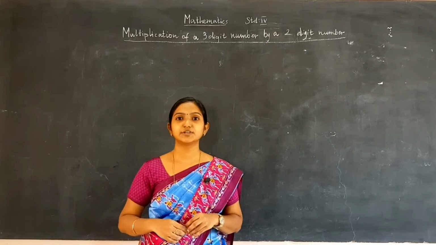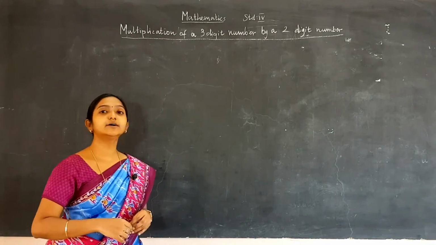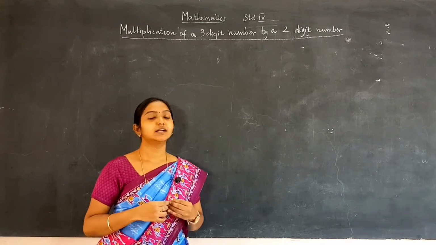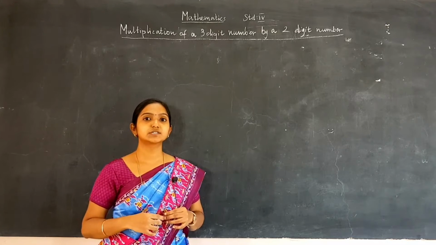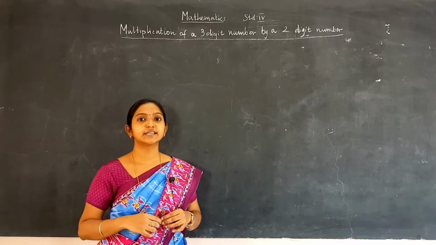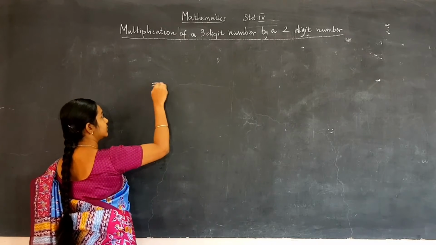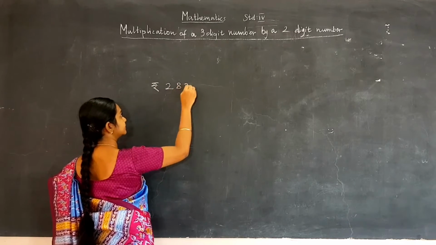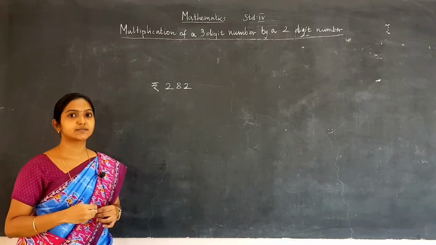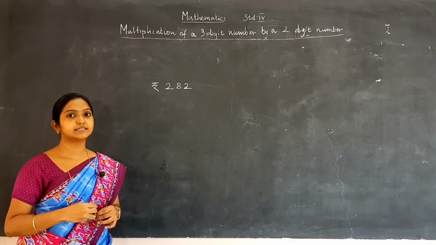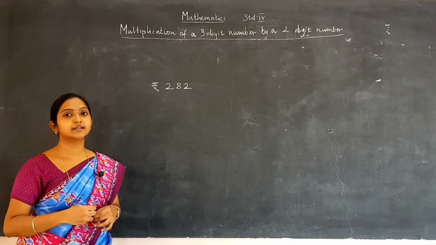Good morning students. Today we are going to learn about a new topic, multiplication of a 3-digit number by a 2-digit number. Khairi is an employee who works in a factory. She works for 7 hours a day. She gets daily wages as rupees 282.